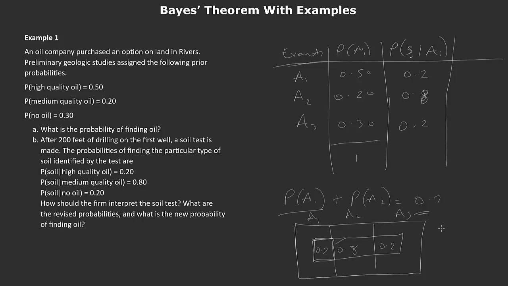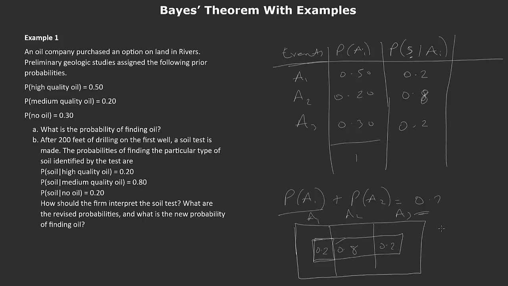So that is what this represents. The first thing is the question is saying to interpret the soil test, which is what I've just done, the meaning or the implication of this soil test. What it means is it is evidence that will help us update our belief about our chance of finding high quality or medium quality or no oil at all.